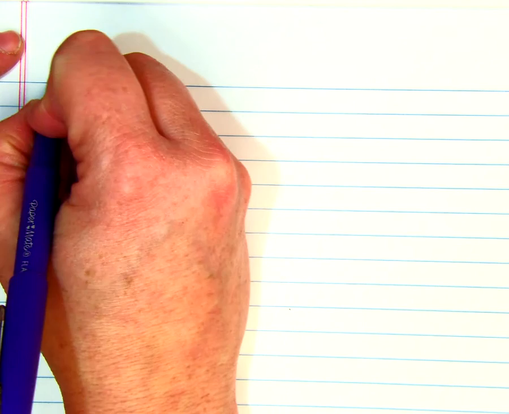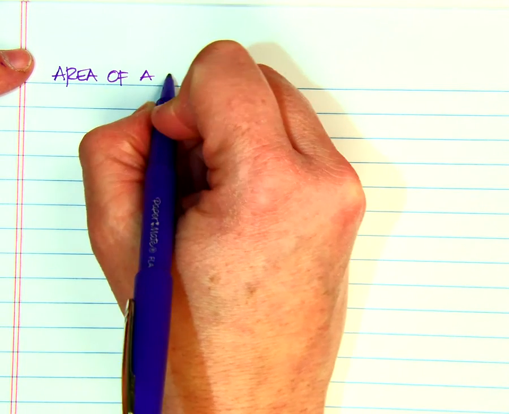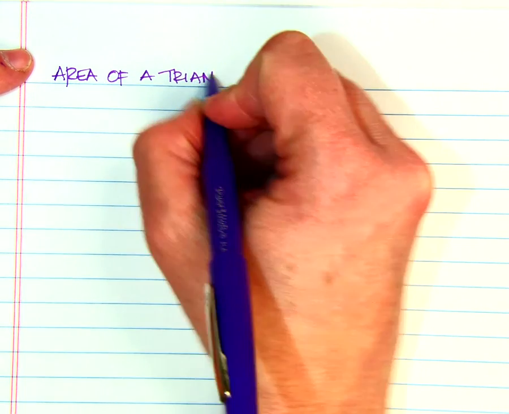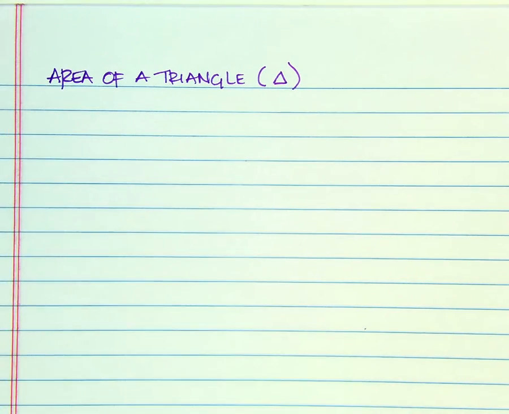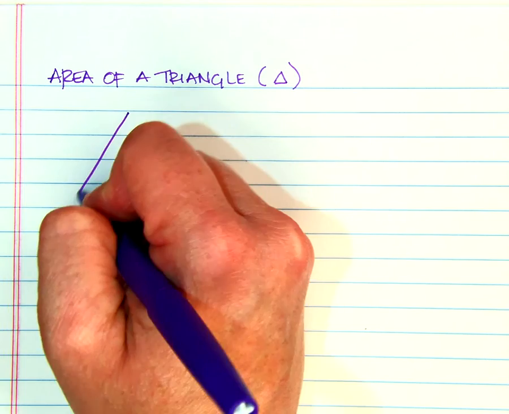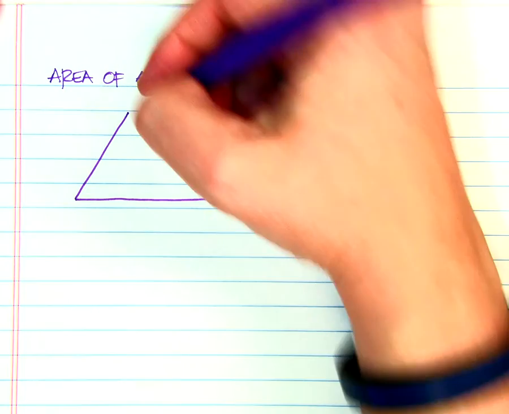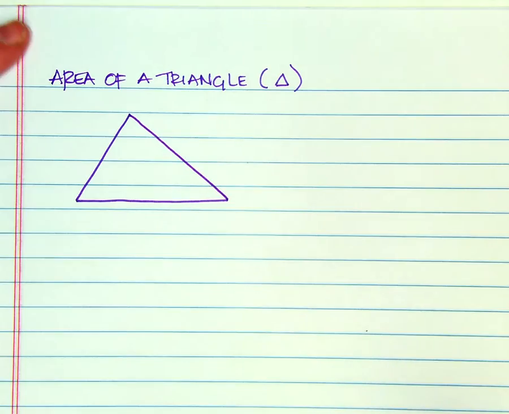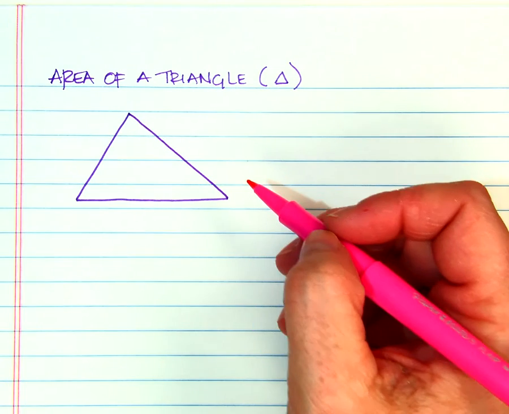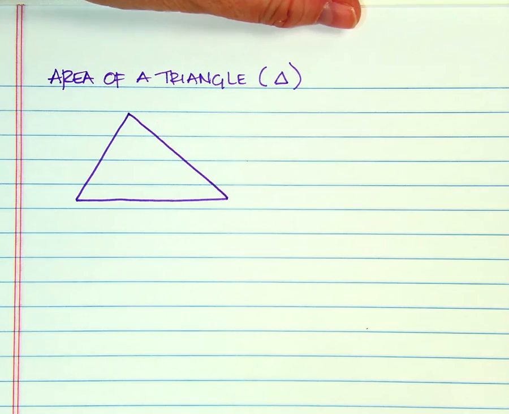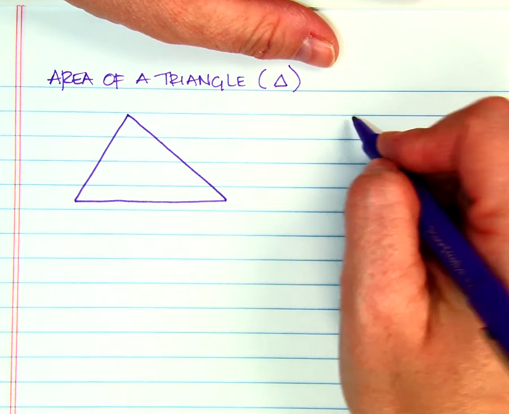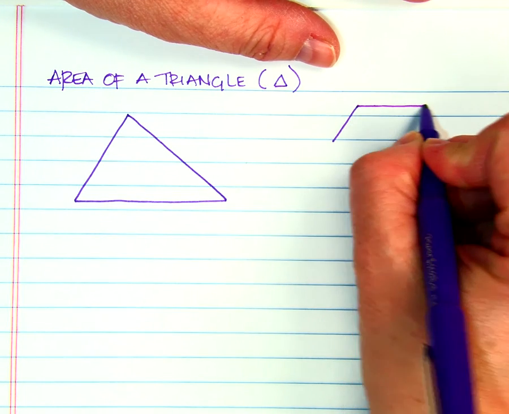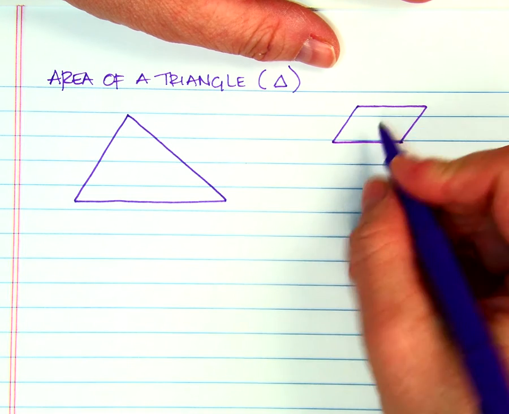So on this one, we're going to be talking about the area of a triangle. And for the most part, I'll be using the symbol of a triangle. So I'm just going to draw some generic triangle, nothing special about the type. So the area of a triangle, again, I'm going to kind of put this in terms of a parallelogram, or a rectangle, or a rhombus.